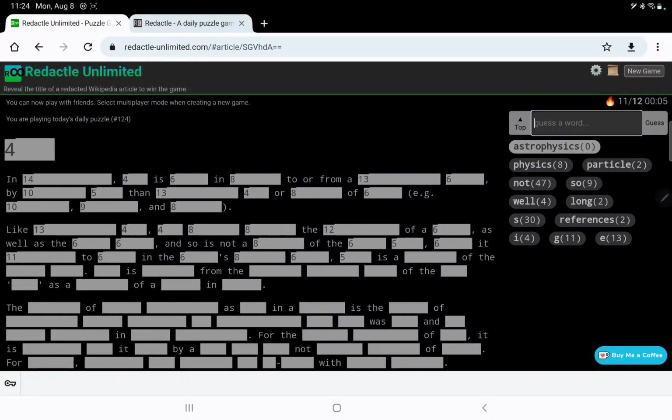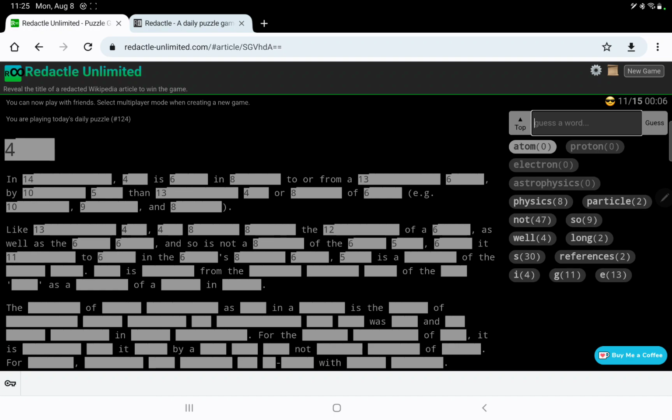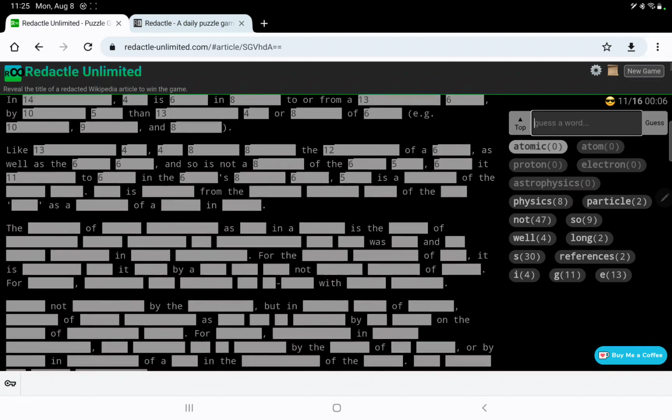Let's try astrophysics. Oh. Electron, proton, no. Atom, atomic, no. Okay, maybe we're not down here with the particle physics. Okay.